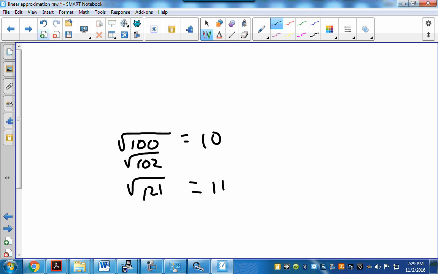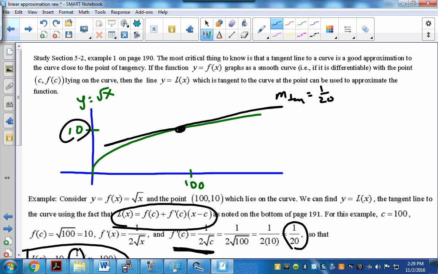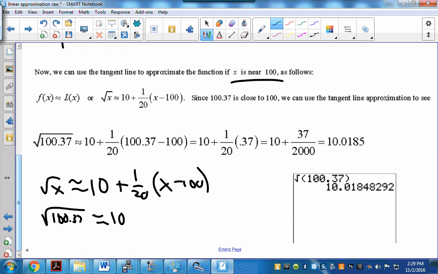Now, our problem is maybe a little bit more sophisticated. I want the square root of 100.37. Would you agree that it's almost 10? Is it more than 10 or less than 10? More than 10, right? It's between 10 and 11. Well, that's what this says. This says that the square root of 100.37 is about 10.